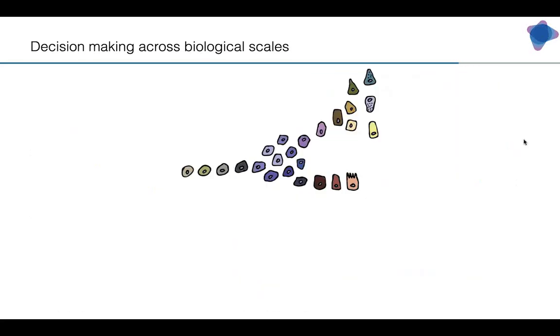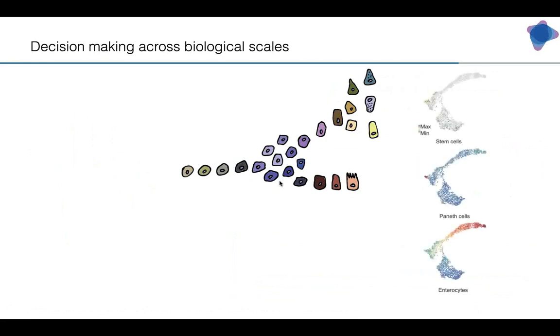And so our main problem is that we are interested in decision making, that is this area here. We use single cell RNA-seq to find the different cell types, and we can start inferring trajectories from also this data.